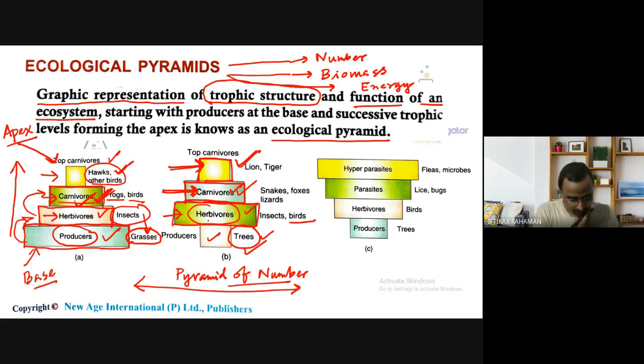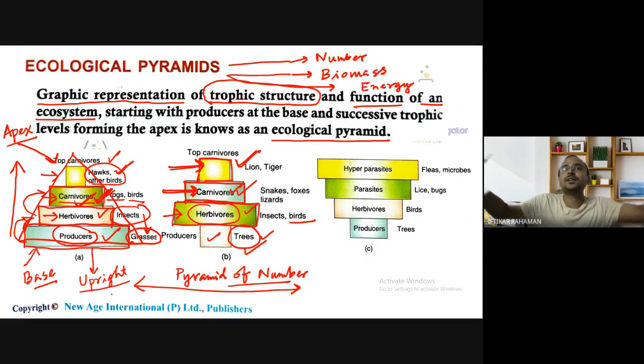So here we can say this type of pyramid, this is upright pyramid. This is known as upright pyramid. So upright pyramid is, the base is wider and apex is narrower. Base is wider, apex is narrower. This is upright pyramid.